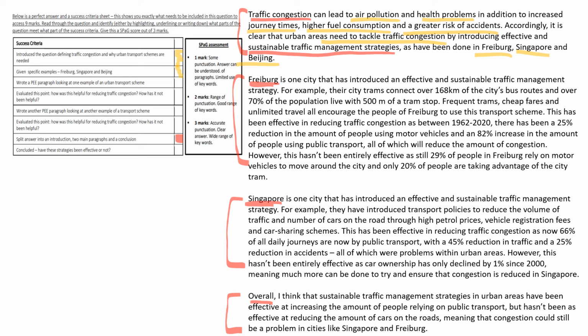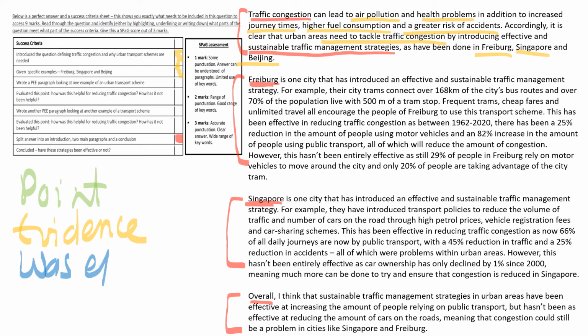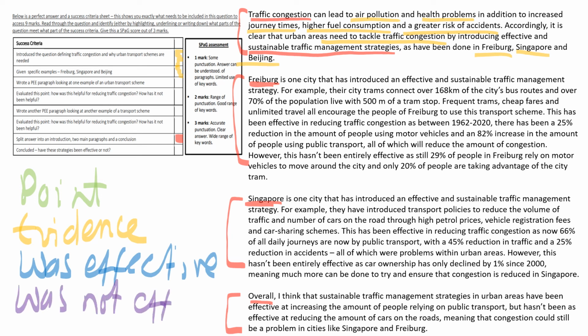Okay then, so let's go through then and look at the first paragraph. So in this paragraph, we need to make sure that we have a point. So we need a point, we need evidence, we need to say why it was effective, because remember this is an evaluate question, and then we need to say why it was not effective. Okay, so where's the point then in this paragraph? Freiburg is one city that has introduced an effective and sustainable traffic management strategy. So I've just given my example of where it's doing this. So this is my point here.